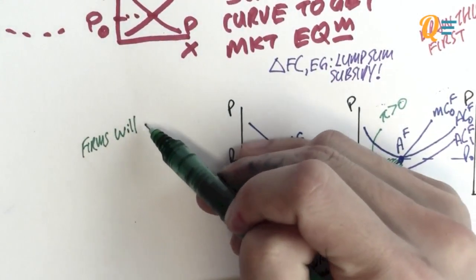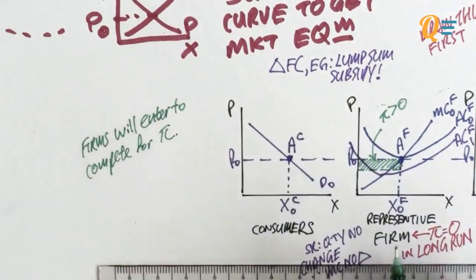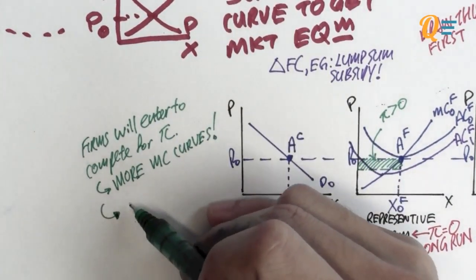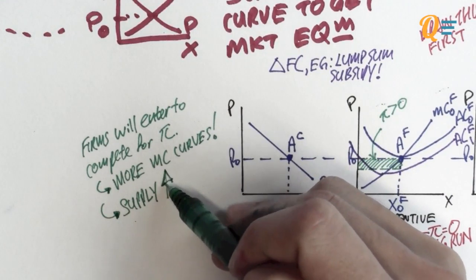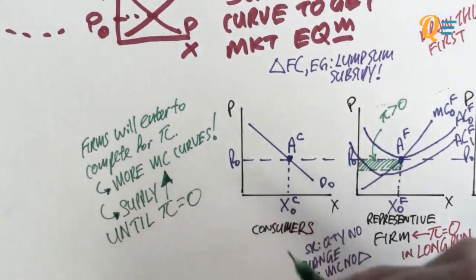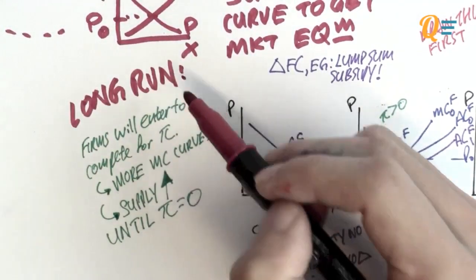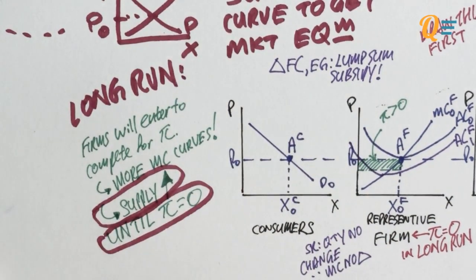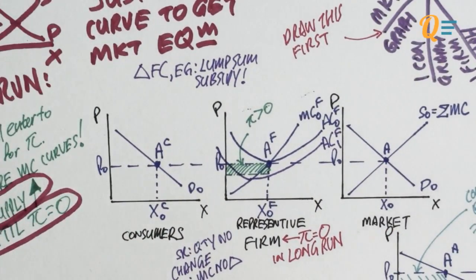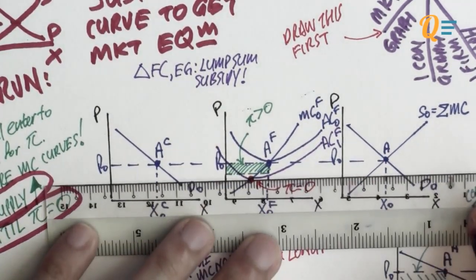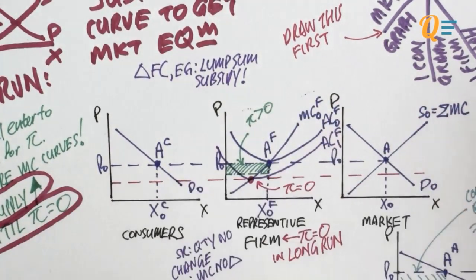Now, we're going to move on to the long run. Firms are going to enter this market to compete for those positive profits. More firms means more marginal cost curves, and more marginal cost curves simply means that the supply in the market is going to increase. Firms are going to enter until the profits become zero. So this is the analysis in the long run. Take note that it's an increase in supply until the profits become zero. How do we show that the firms will be earning zero profits? Basically, the firm has to be producing at this point for the profits to be zero. Don't believe me? Check this out.